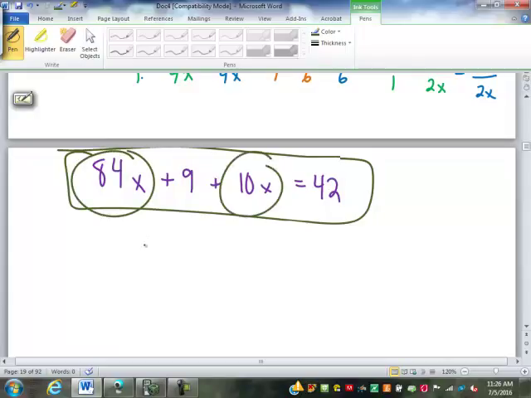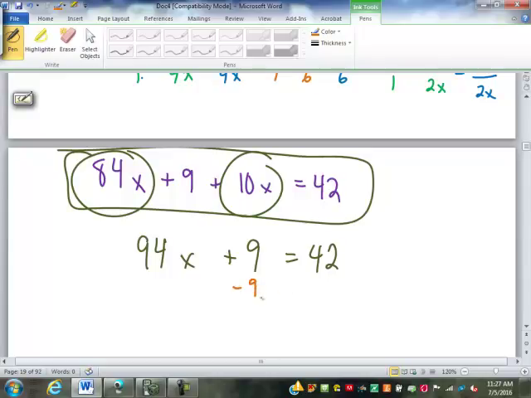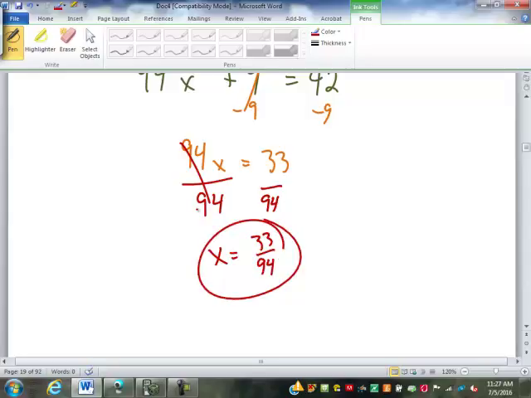84x and 10x make 94x plus 9 equals 42. Now we've combined everything we can possibly combine, so now we're going to go ahead and subtract 9. So 94x equals 33. And then divide by 94. So x equals 33 over 94. And that cannot be reduced, I don't believe. So that's it. X equals 33/94.